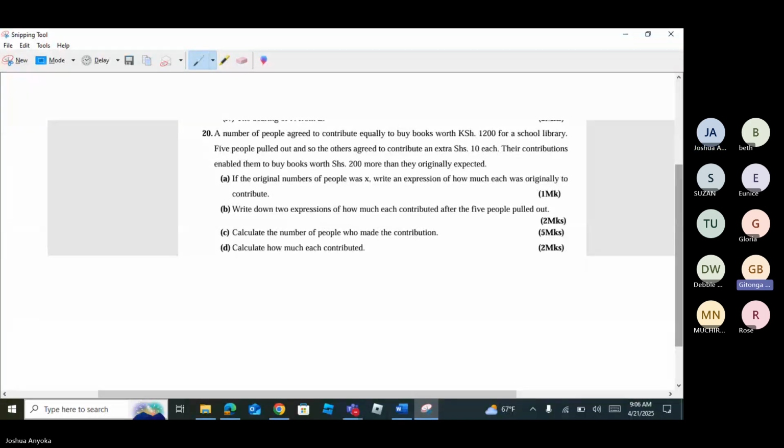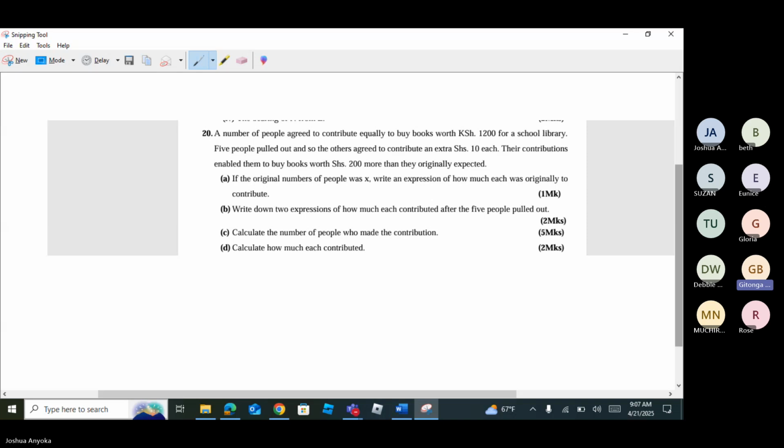A number of people agreed to contribute equally to buy books worth 1,200 shillings for a school library. 5 people pulled out, and so the others agreed to contribute an extra 10 shillings each. Their contributions enabled them to buy books worth 200 shillings more than they originally expected. Question A. If the original number of people was X, write an expression of how much each was originally to contribute.